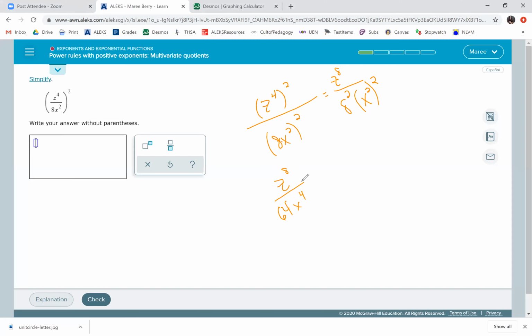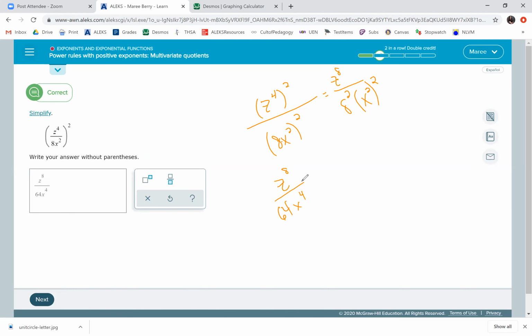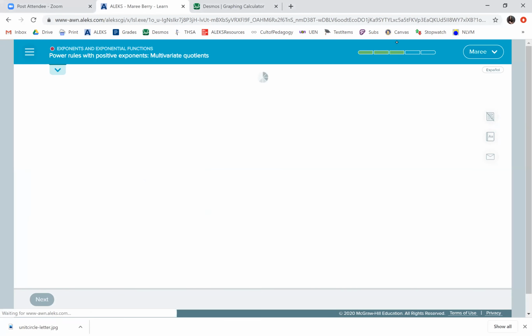So we're going to type that in. We have z to the 8th. I have to move my arrow over before I do divided by 64x to the 4th, and I can just check it that way. And let's go ahead and just do our last one together.